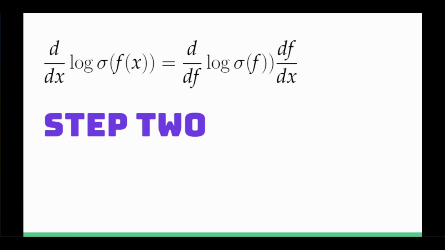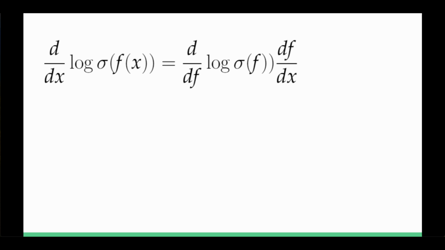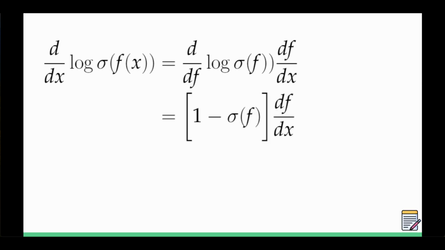Next up, let's refresh our memory on the chain rule. To compute this derivative, we can first take the derivative of the outer function with respect to f, and then multiply by the derivative of f with respect to x. Let's fill in the derivative of the first factor using what we just learned. The derivative of the log sigmoid with respect to its input f is just 1 minus the sigmoid of f. If this looks sketchy to you, then it's a good time to get out your pen and paper with a reference to the chain rule handy.